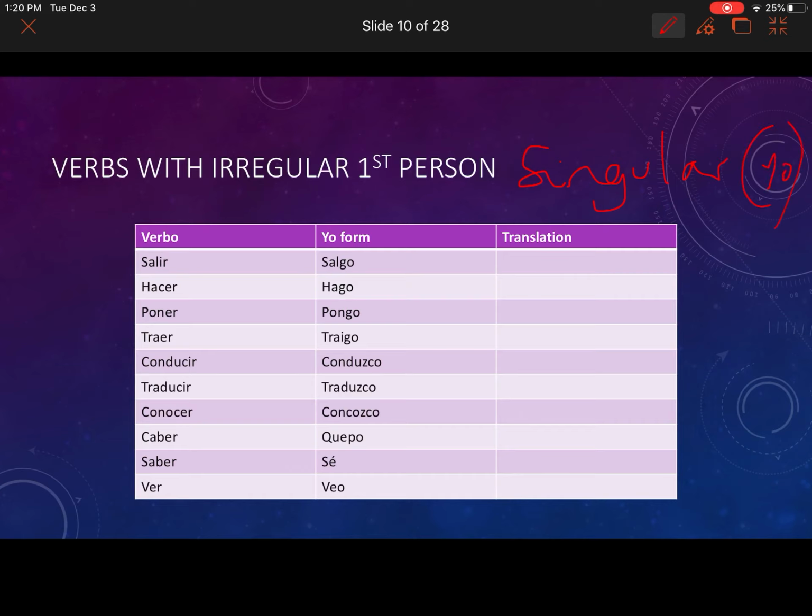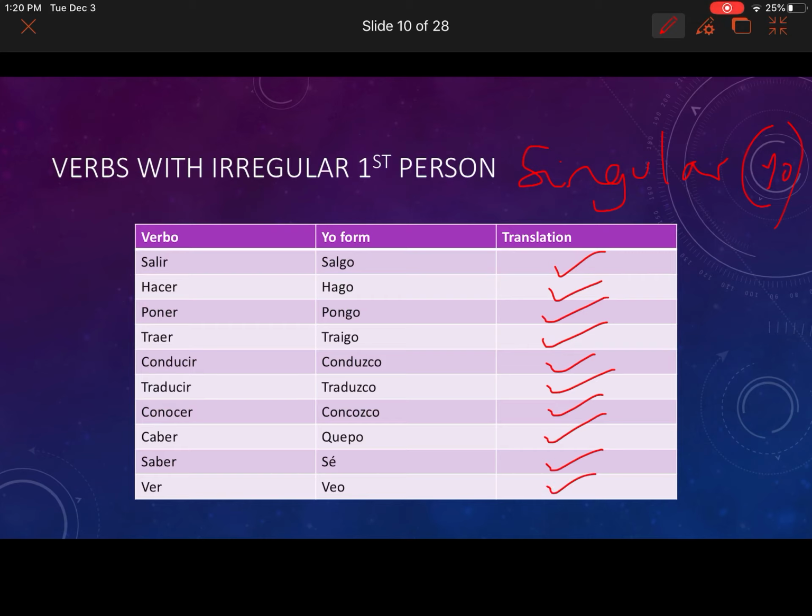So we have all of these verbs, and let's just remember what they are. Salir means to go out. Hacer means to do. Poner means to put something somewhere. Traer means to bring something. Conducir means to drive. Traducir means to translate. Conocer means to know. Caber means to fit someplace. Saber also means to know. And ver means to see.